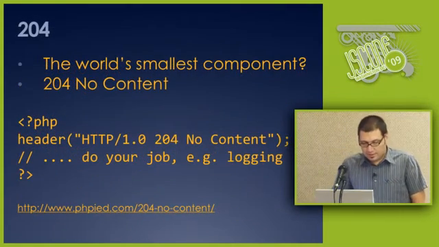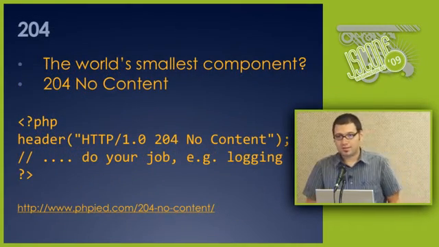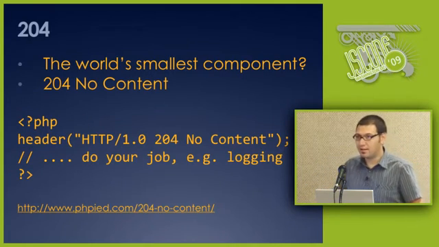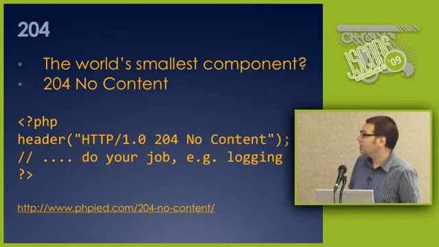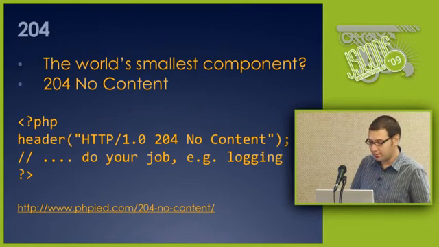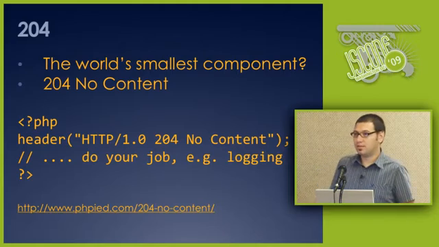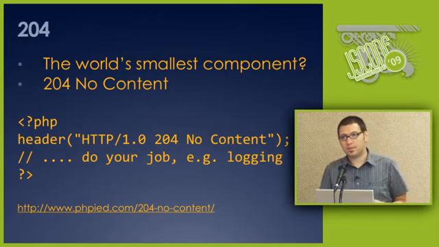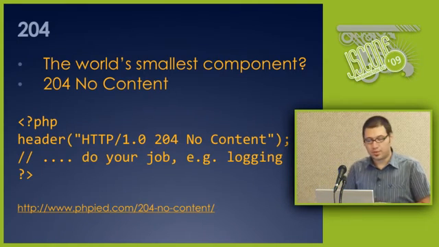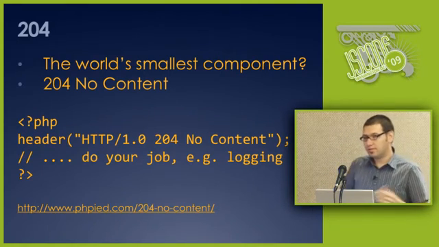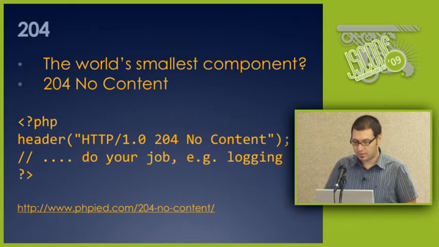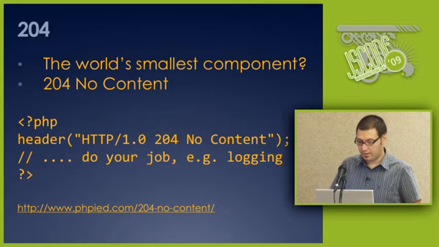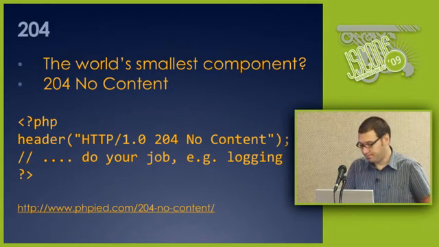So talking about smaller components, the smallest component that you can ever get is basically a component without any content, without any body, right? So this is a 204 No Content HTTP response. So this is an example. People use those for beacons. Let's say you want to log something, so you want to send a request, but you don't really care about the response, and instead of sending a one-by-one GIF, or a pixel GIF, you can just say, okay, don't send anything, and then you do your logging.